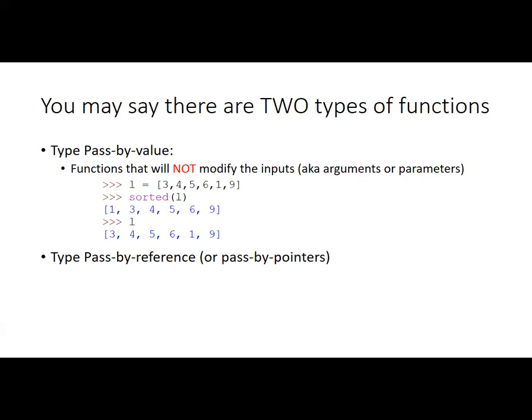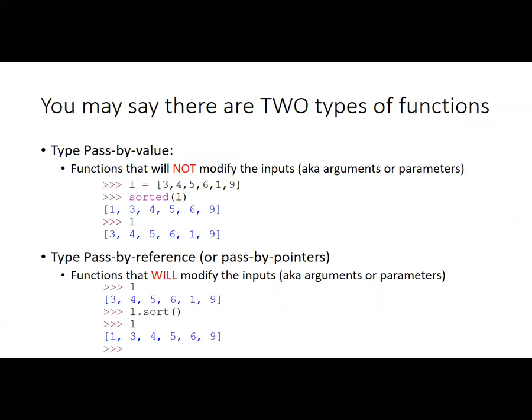For example, this one, L is equal to 3, 4, 5, 6, 1, 9. L is unsorted. But I pass L into the sort function. The sort function will return me a sorted array. But can you see that if I call L and print again, is L changed? L is not changed. So when you pass into a function and the function does not change your input, this one is passed by value.